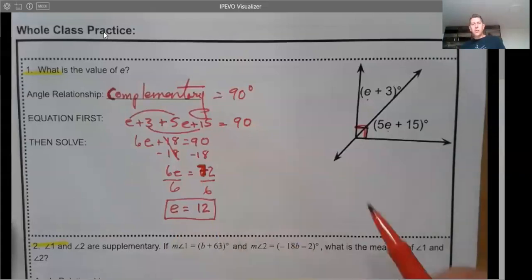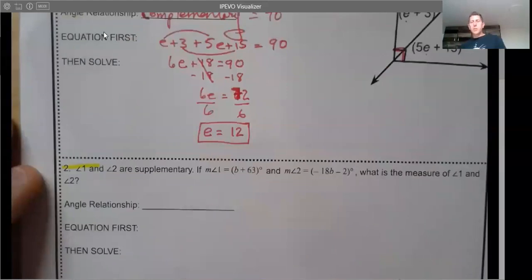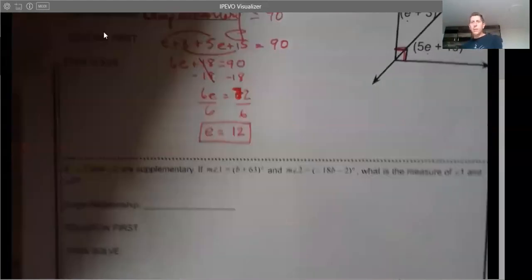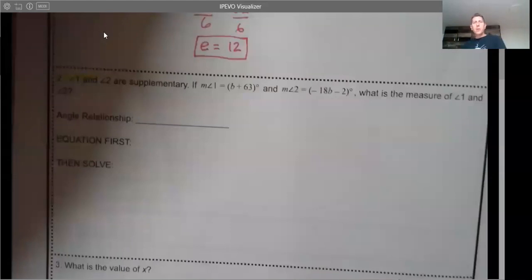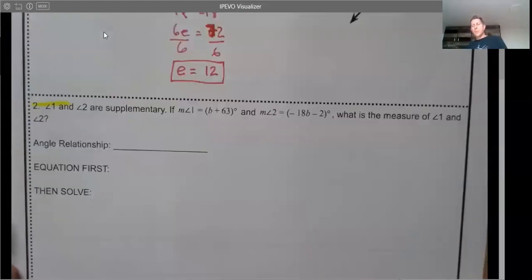Okay, so that was a complementary relationship. I'm going to skip number 2 because we just did a supplementary. Actually, no, I'm going to do number 2 because there's no diagram. I want to do that one. All right, so angle 1 and 2 are supplementary.